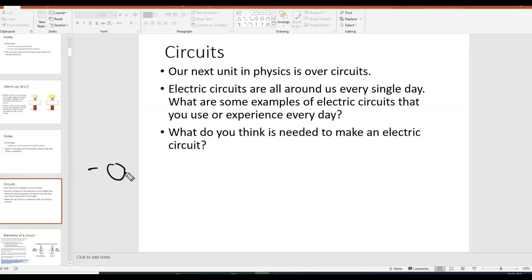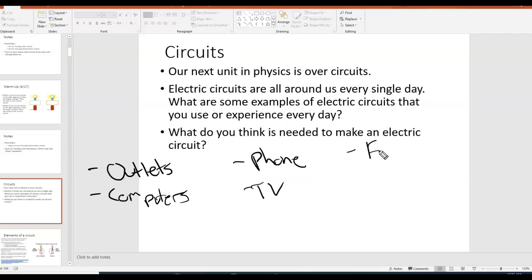Obviously, the outlets in your house. Every time you plug something into a wall and get power from that, you're basically creating a circuit. And so your house or your apartment has wires inside the walls that basically constitute a giant electric circuit. Your computers use circuits. Smartphones, okay, so your phone, your TV, basically any electronic device has some type of circuitry built in. Okay, and so circuits are something that appear all around us.